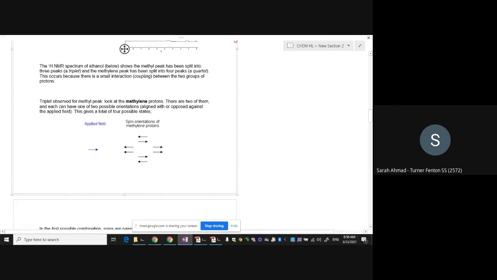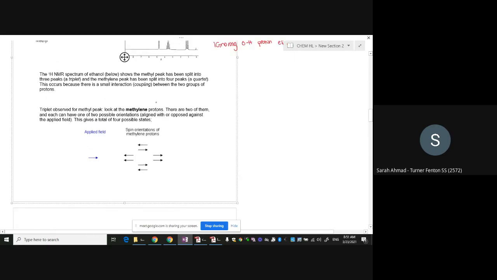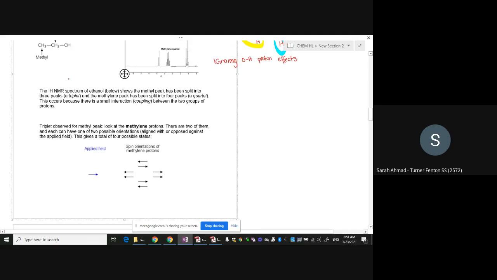But when we look a bit closer, we observe a triplet for the methyl peak, right? So we said over here, this is a triplet. So the question is why? Well, we're going to look at the neighbors. These are the neighbors. How are the neighbors influencing the methyl peak?